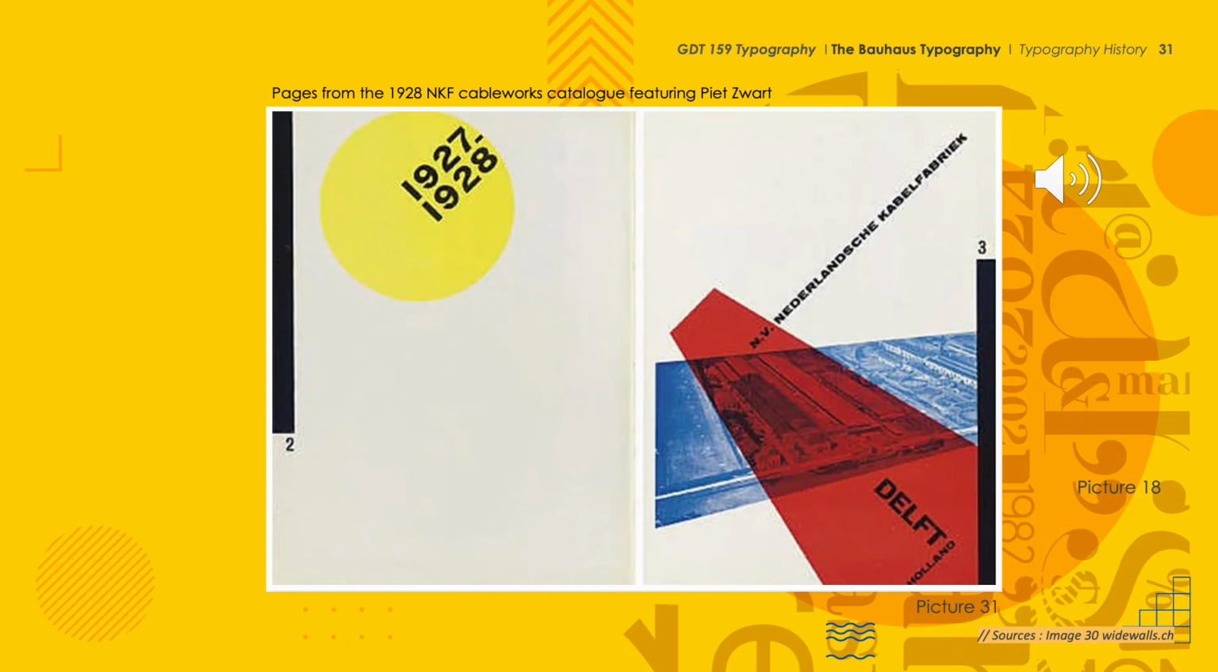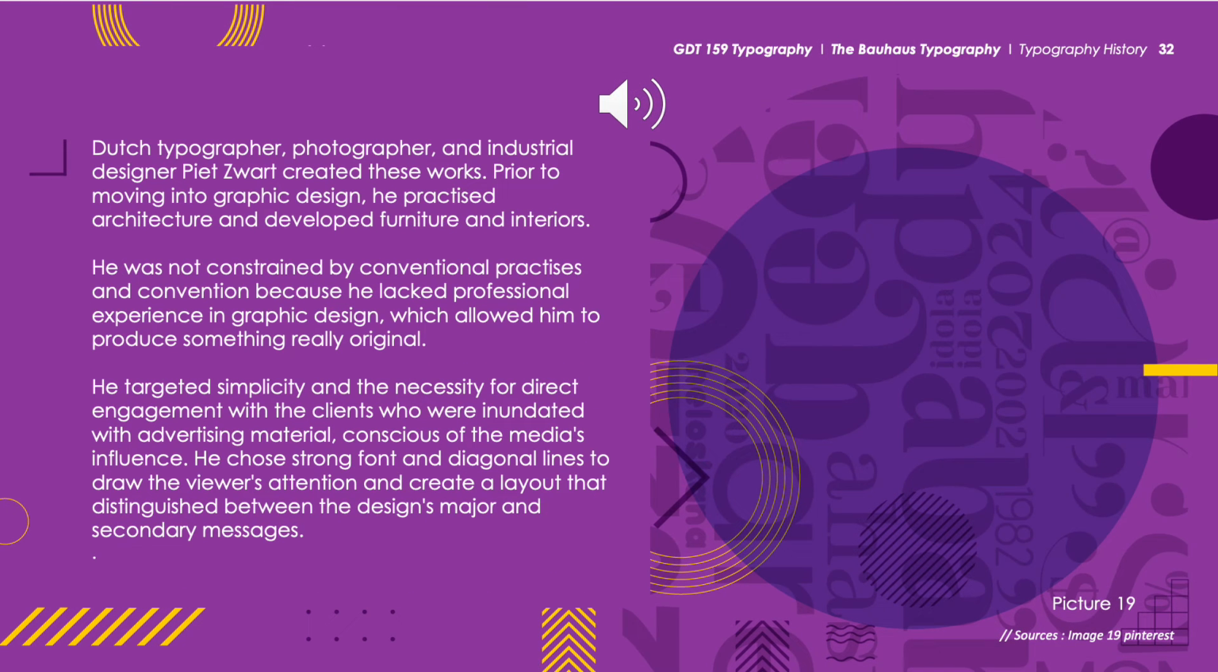This is an example of an artwork page from the 1928 NKF Cableworks catalog featuring Piet Zwart, using yellow, red and blue color and black typography. Dutch typographer, photographer and industrial designer Piet Zwart created these works. Prior to moving into graphic design, he practiced architecture and developed furniture and interiors.